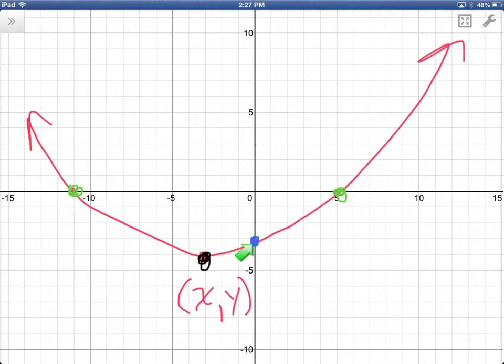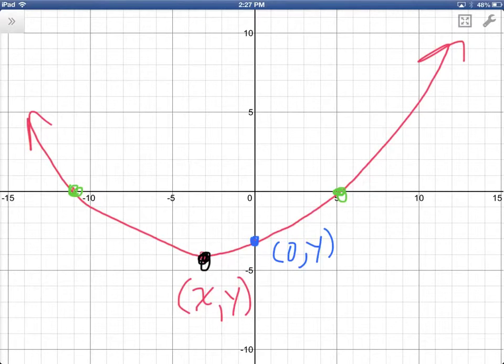Now our y-intercept is in the form when x is 0 and we have a y value. Okay, so the input is 0 and the output is some value that is the y value.